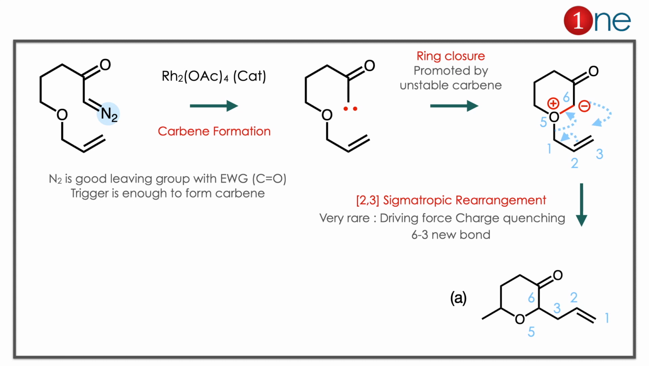So the rearrangement that occurs is a 2,3 sigmatropic rearrangement. On one side 2 atoms are involved, on the other side 3 atoms are involved. So the rearrangement occurs, and a new allyl side chain will be formed there. So the answer is clearly A.